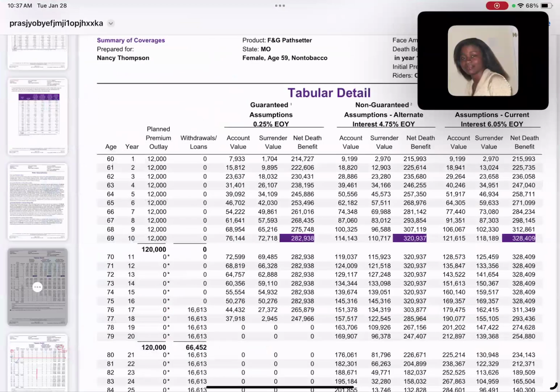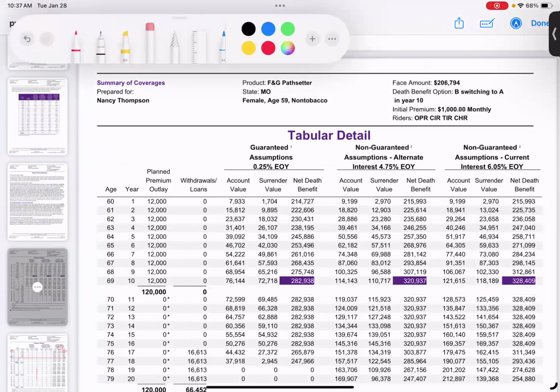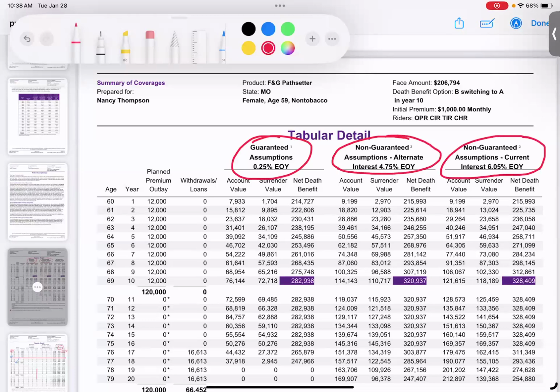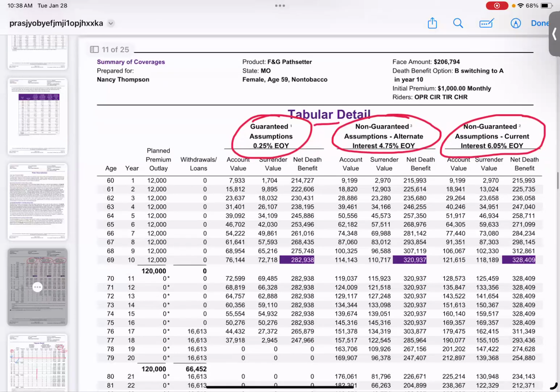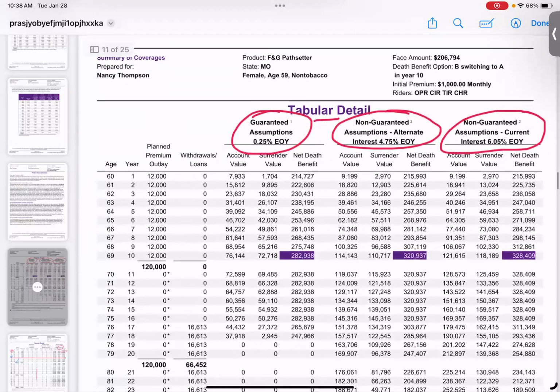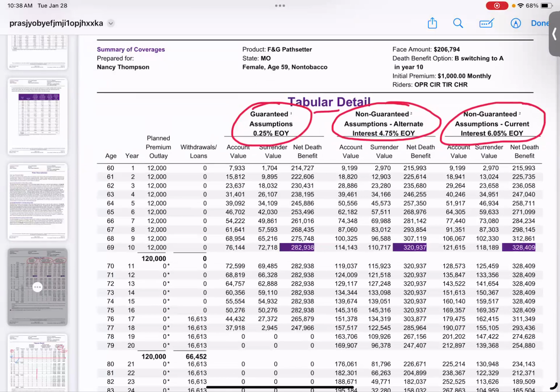Okay. So what Solis was asking, guys, is this: we have three non-guaranteed assumption rates in an IUL. Any company should give you this tabular detail across the board. If not, I don't know about that company, right? I just don't know. So here, what this means and how you can explain this, Solis, is I tell the client, first off, a life insurance company cannot predict, in this case, what your $120,000 is going to do for 10 years.